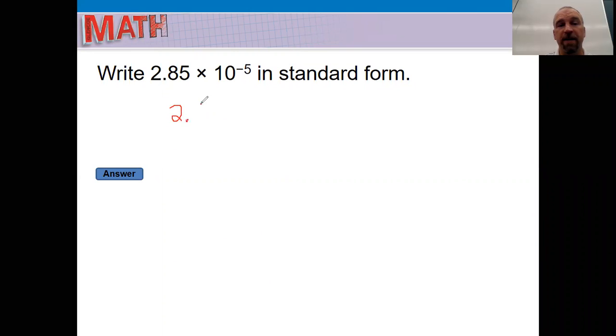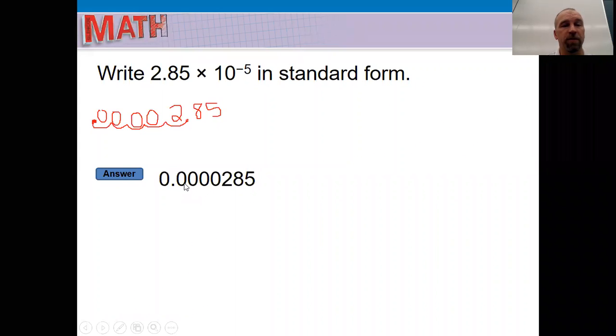So 2.85 is my original number. I'm going to move that decimal point 5 places to the left. 1, and then 2, 3, 4, 5. There's my new decimal point. And these 4 places are going to get filled in with placeholder zeros. Let's take a look. 0.0000285. That's how I convert from standard form, or from scientific notation into standard form.